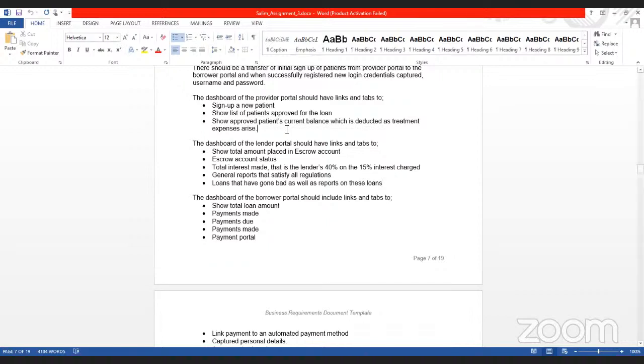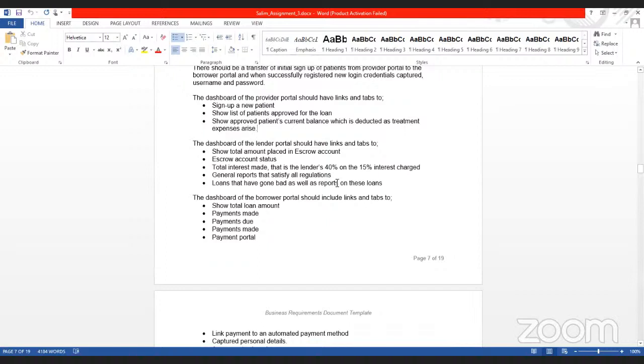So maybe the deduction is not just done one time, but as per their schedule for the series of treatment, as the first one comes and the deduction is made, the second one comes and the deduction is made. But then that does not affect the balance in the escrow. The escrow is there. So yeah.